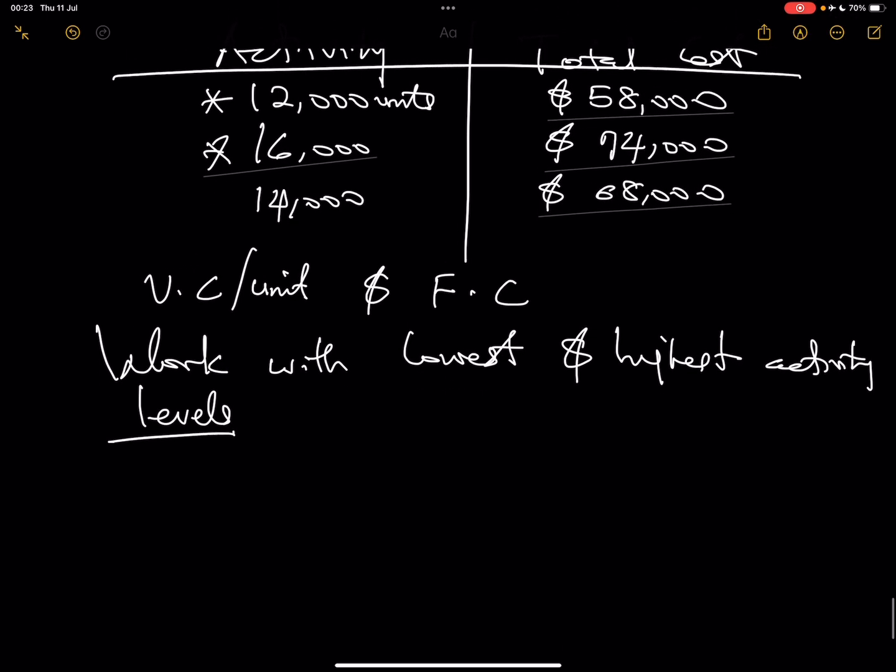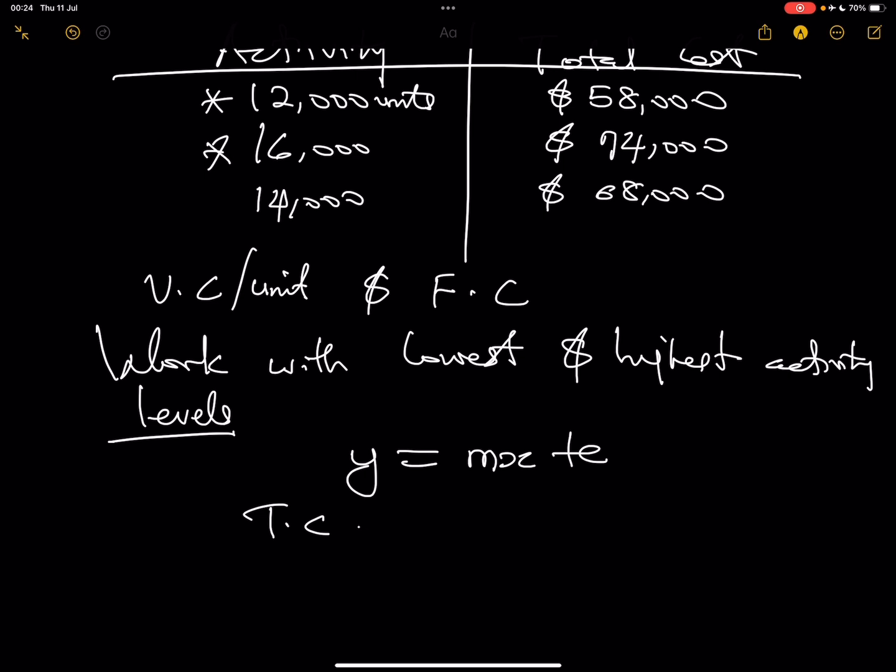Now, going back to our equation of a straight line, yeah, which is what I always advise you to work with, y equals mx plus c, which is practically the same thing as just saying that total cost is equal to variable cost per unit times level of activity plus fixed cost.